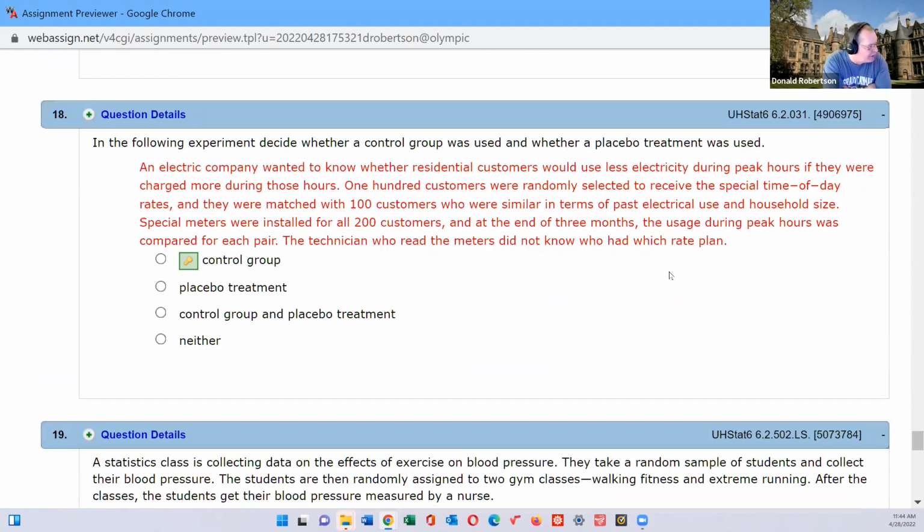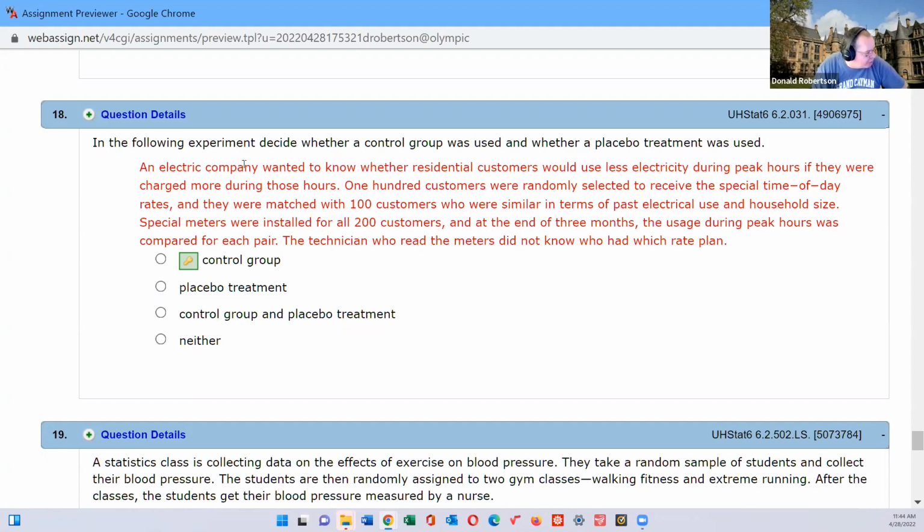In the following experiment, decide whether a control group was used and whether a placebo was used. Right, so you have two groups. One's called a control group, right? They're the ones that typically would get the placebo, or if they don't get the placebo, those are the ones that you compare your other group to, right? So one is the control and the other's called the experimental group.